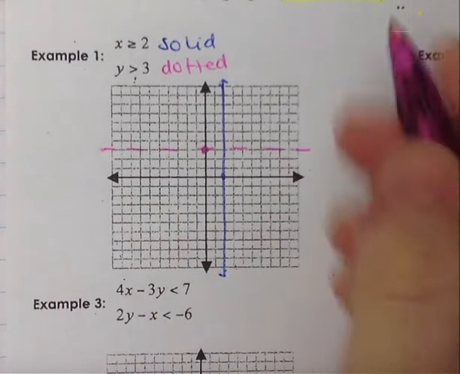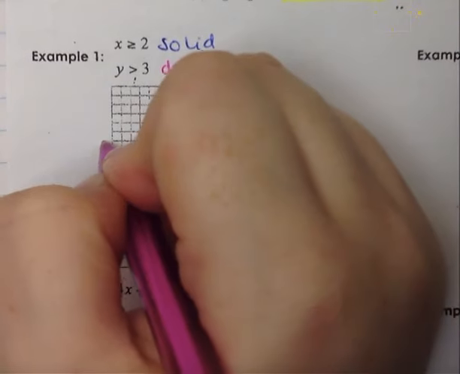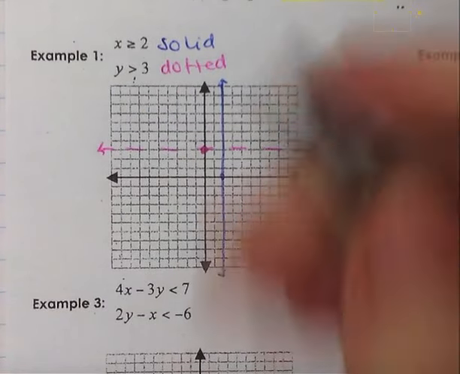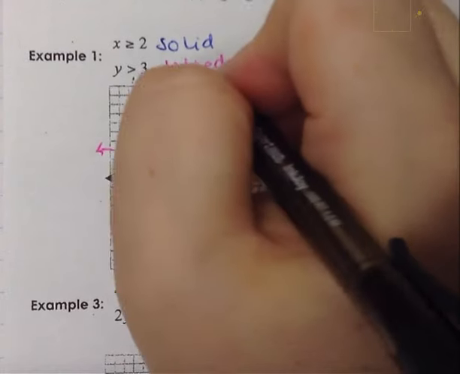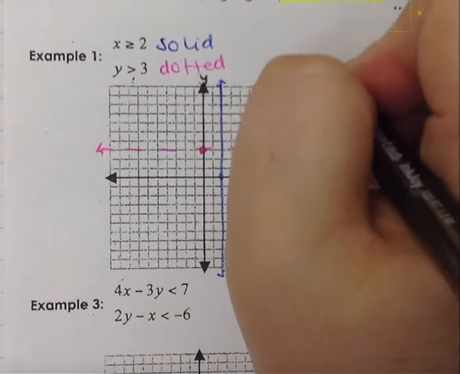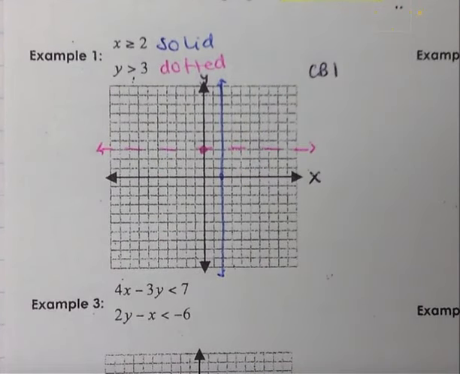Now is when I shade. Also, I'm going to go back in and put my x and y on my axes. And then I'm going to put my count by. I'm going to count by 1 since I'm able to count by 1s on here.